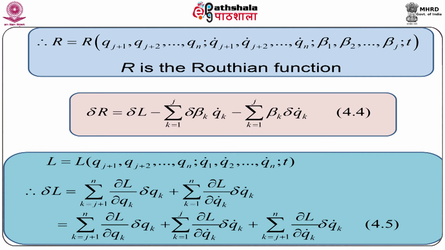Please note that we have used the chain rule of differentiation. As L depends on generalized coordinates q j plus 1, q j plus 2 up to qn, here the summation stands for k equal to j plus 1 to n, whereas in the second term k runs over 1 to n, since L depends on q1 dot, q2 dot up to qn dot. Here qk dot means d/dt of qk. Delta is the virtual change.